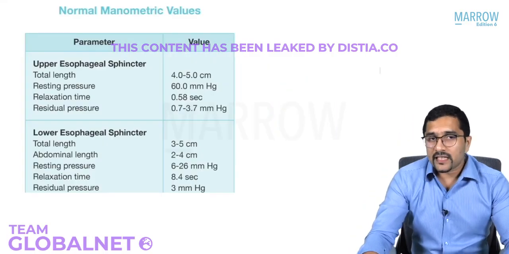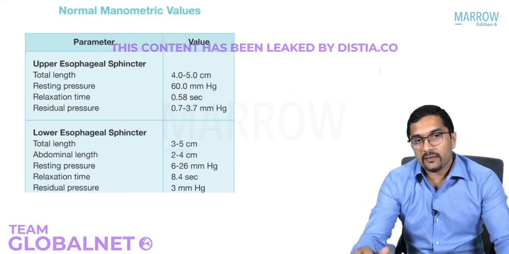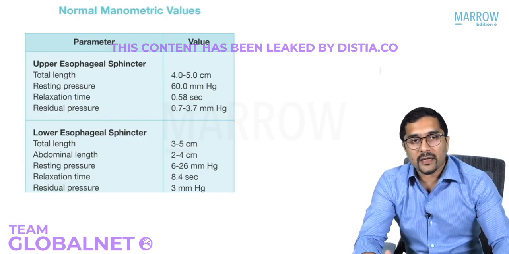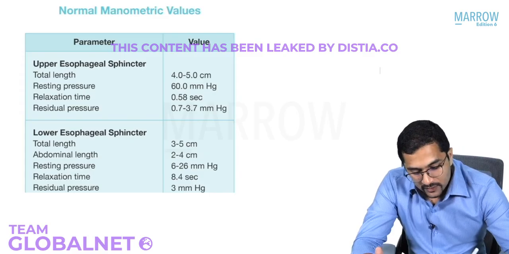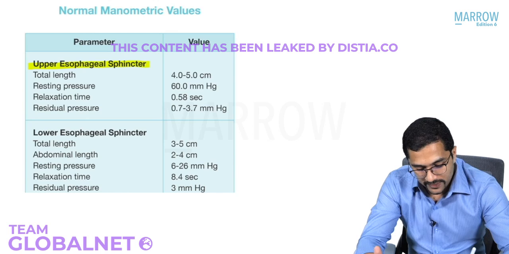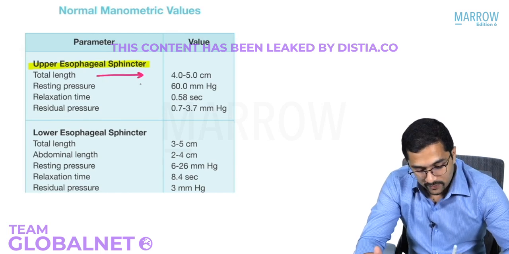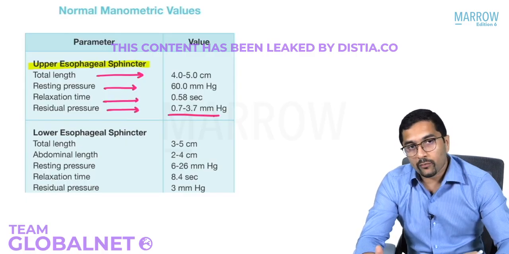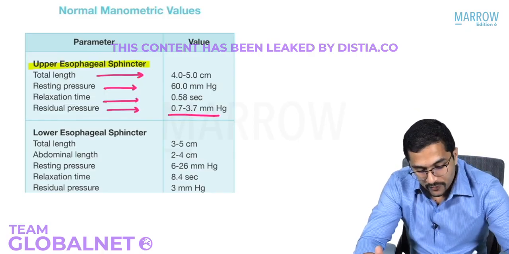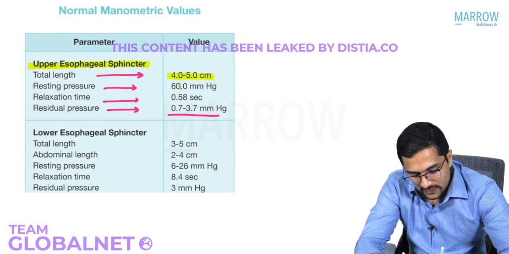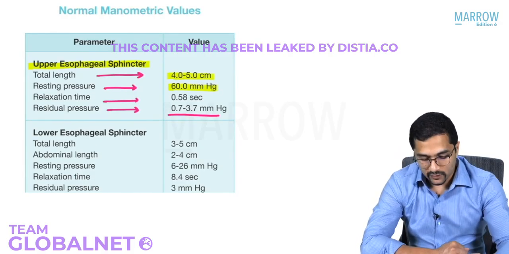Now there's a table given in the latest Sebastian which I wanted to highlight because there are certain values frequently asked in the SS exam and the INI-CET exam sometimes. The total length of the upper esophageal sphincter is 4 to 5 centimeters. The resting pressure is 60 millimeters of mercury. The relaxation time is 0.58 seconds and the residual pressure is 0.7 to 3.7 millimeters of mercury. As far as your NEET PG goes, just remember the length is 4 to 5 centimeters and the resting pressure is 60 millimeters of mercury.